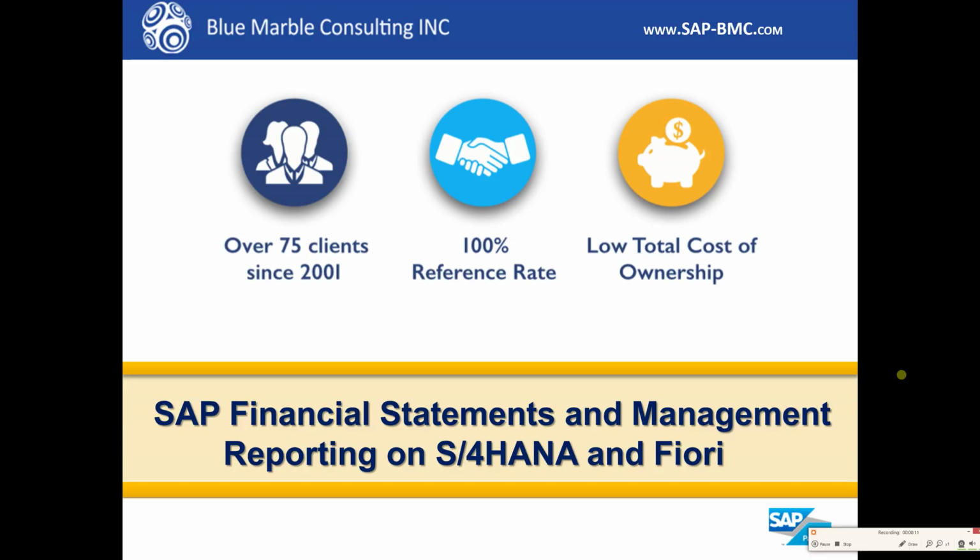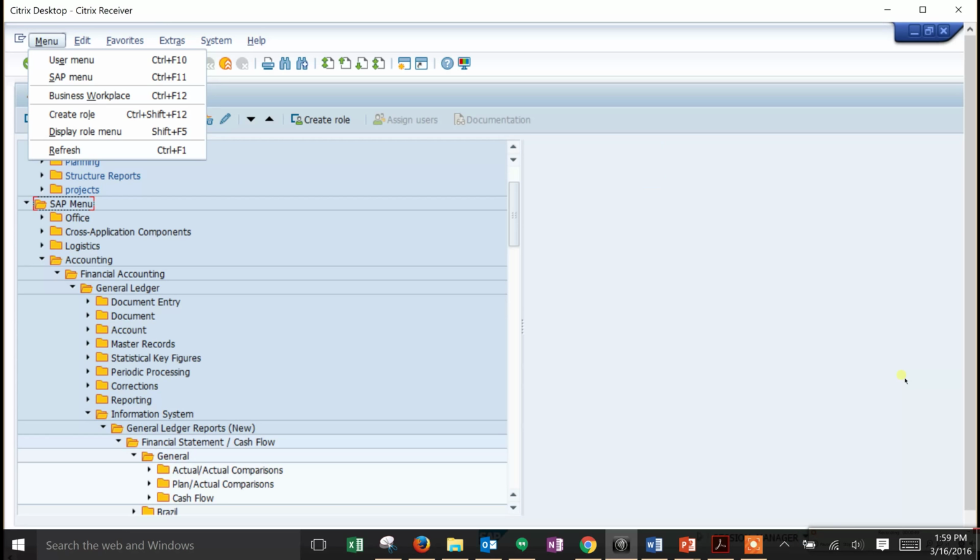Today we're going to be covering a quick overview of SAP financial statements and management reporting on S/4HANA and Fiori. I'm going to show you a quick financial statement and the available standard financial statements in your SAP system on your HANA system, and then we'll also take a quick look at a newer or different way that users are now capable of looking at similar or the same data on the new Fiori platform. So with that, we'll jump over into the system.